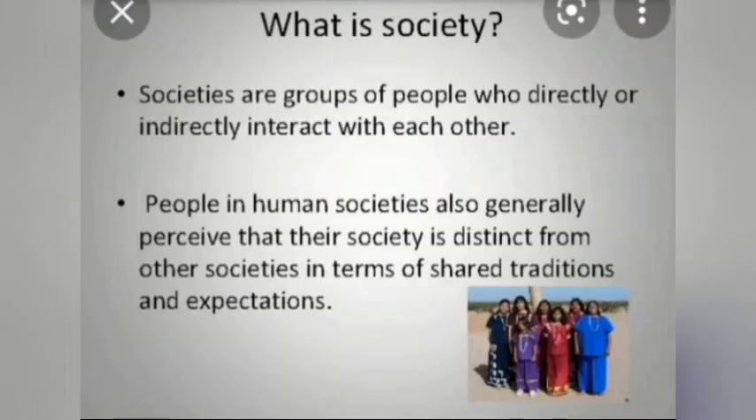What is society? Societies are groups of people who directly or indirectly interact with each other. People in human societies also generally perceive that their society is distinct from other societies in terms of shared traditions and expectations. So society means a large group of people sharing the same geographical territory, common culture, social structure, and also abiding by the same laws.